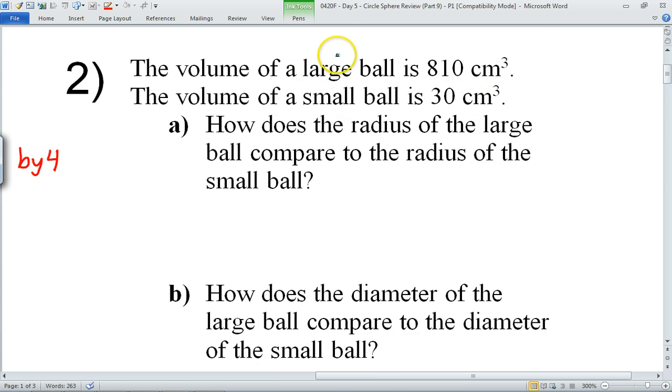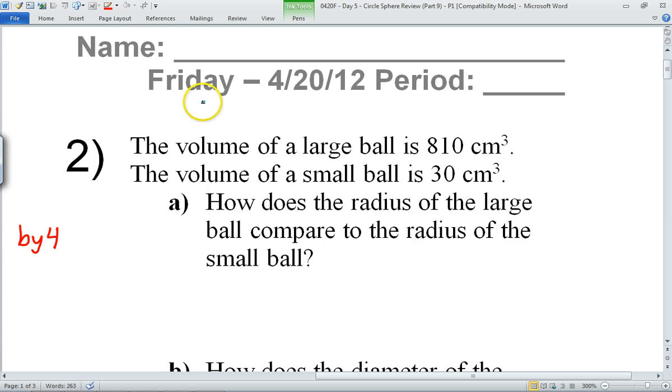Okay. The volume of a large ball is 810 cubic centimeters. The volume of a small ball is 30. Okay, so we have a small ball, and then we have a large ball. Okay? The small ball, 30. The large ball is 810. Now that's volume. Okay? Now here's the key question. I need to know how many times the volume was multiplied. I need to know the multiplier.